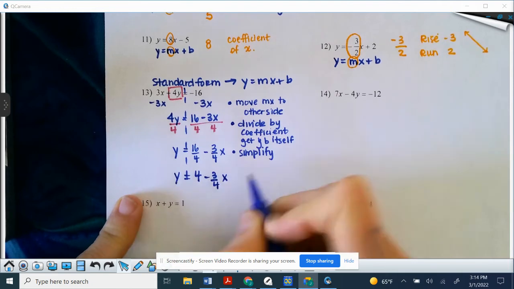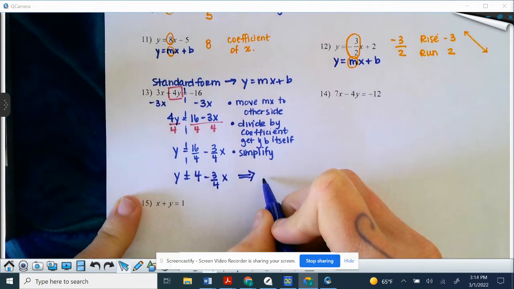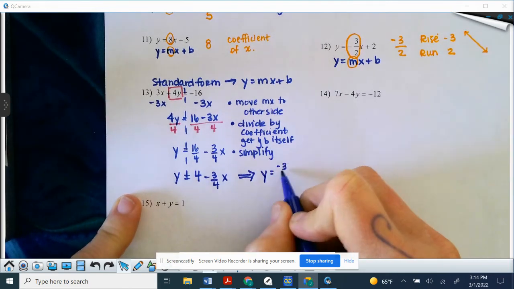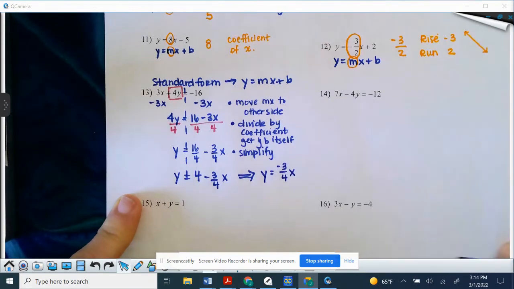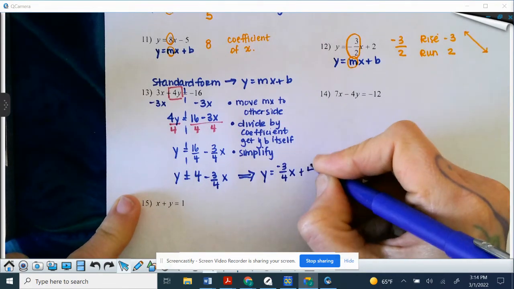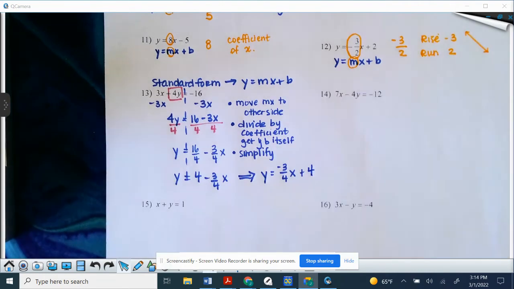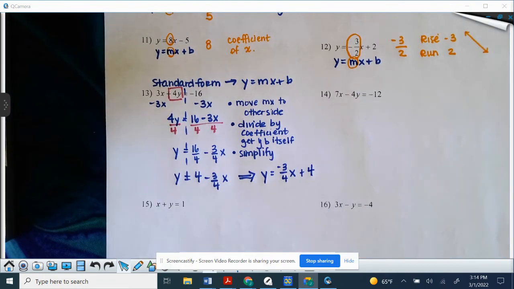It will probably be in the order y equals negative 3 over 4x. So this line is going down, and then plus 4. So it's going to start at 4. You're going to draw a dot at 0, 4 on the y-axis. Go down 3 and then to the right 4. Down 3 and to the right 4. And that line's going to go down to the left.